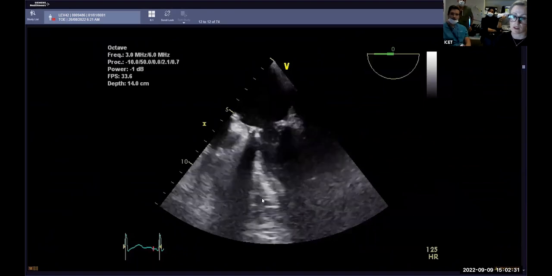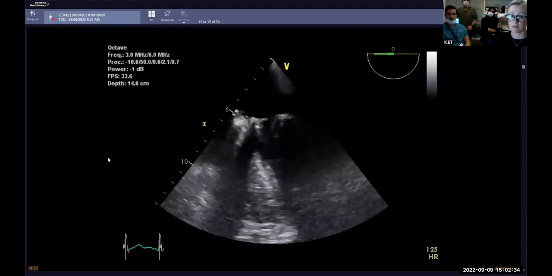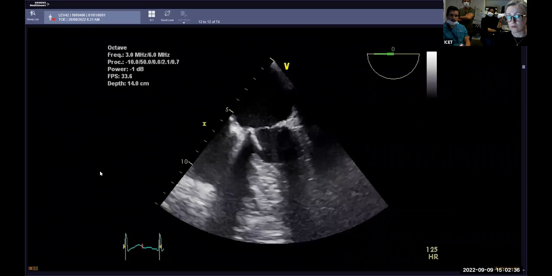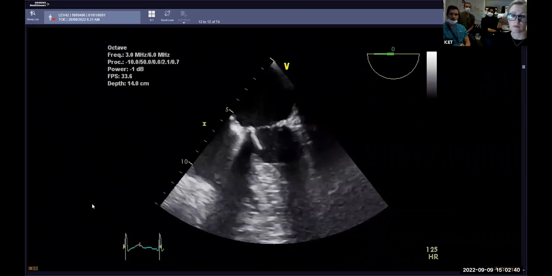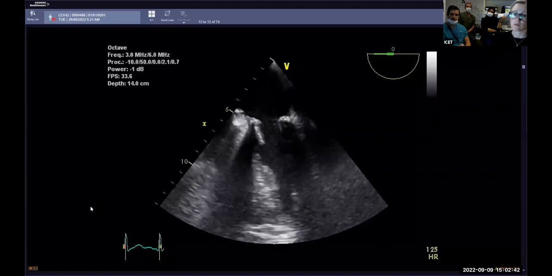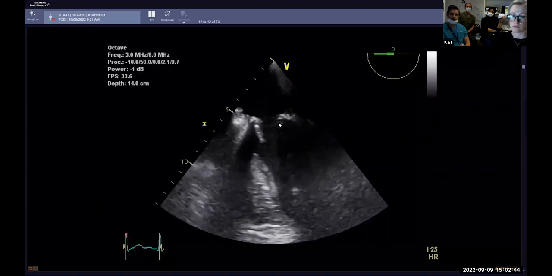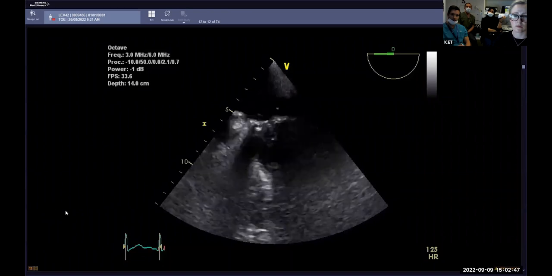It looks like a mid-esophageal view. I don't know whether it's just because it's one cycle, but definitely one of those valve leaflets looks a little bit unusual. Like to put a bit of color over it as well. Yeah, that leaflet. Yeah, exactly.